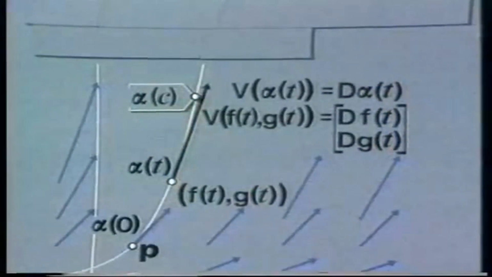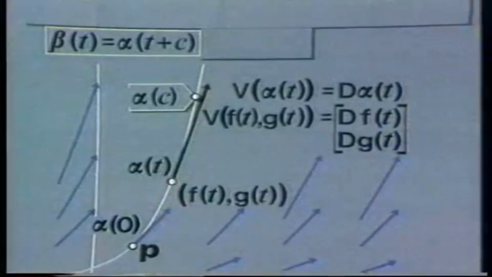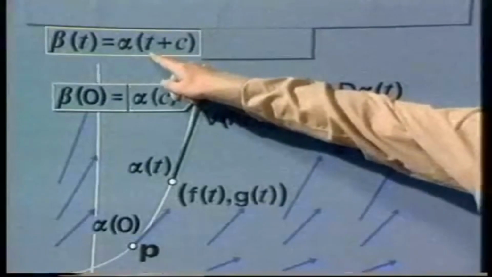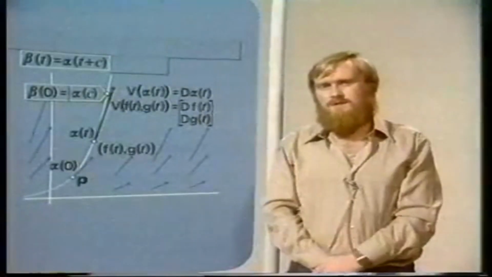And that he starts his stopwatch then. So his flow function certainly has to be different to alpha because it starts at this different point here. And it turns out that the function beta, defined like this, does the job. It starts at the correct point because putting t equals 0 in here gives alpha of c, and it is a flow function.